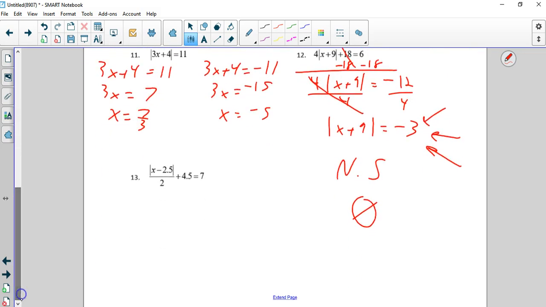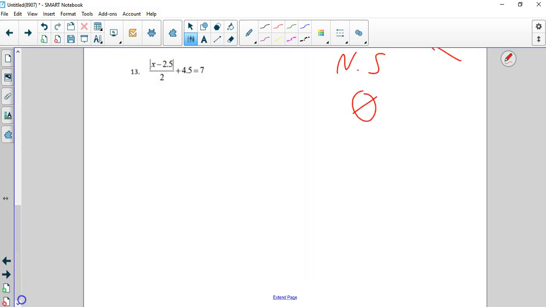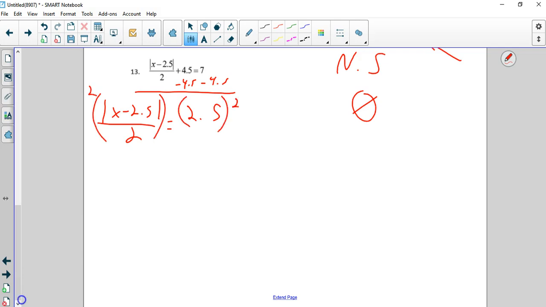Moving on. 13. Got to get rid of the 4.5 first. Absolute value of x minus 2.5 over 2 equals 2.5. Now, I get rid of this 2.